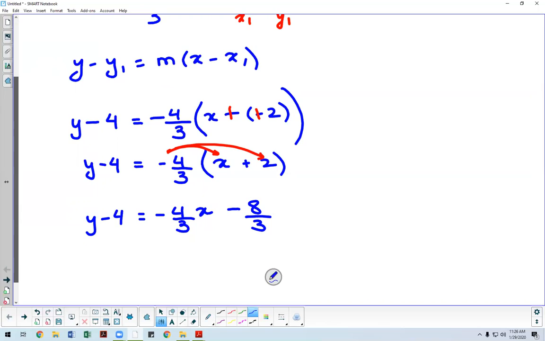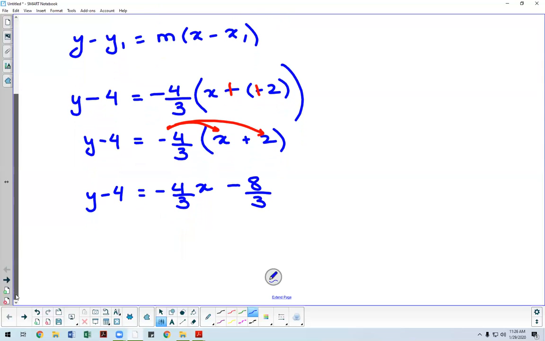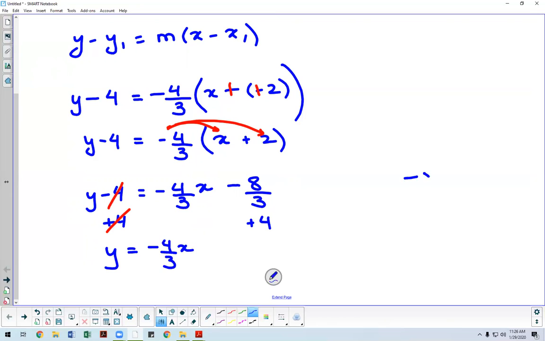All right, what's the last thing we gotta do? Yeah, get y by itself. So since we have that -4 with the y, we're going to move the -4 to the other side. So what do we do? Add it. Very nice. Add that 4. And of course, that 4 will be added with the -8/3. And you should end up with just y on the left-hand side. -4/3 x will stay the same. And then we are adding -8/3 with +4, which you can think of as being 4/1.